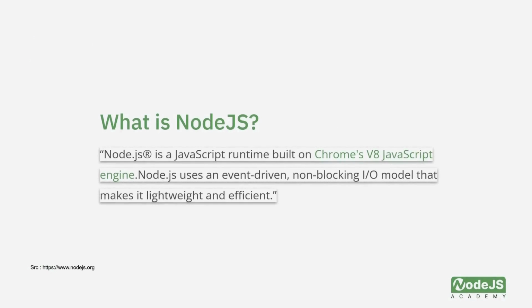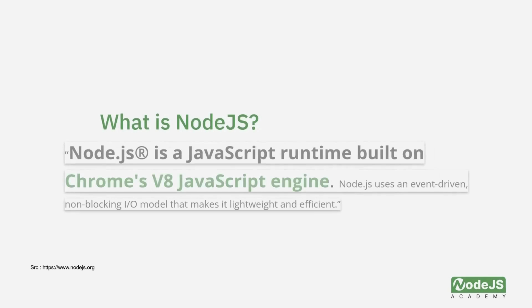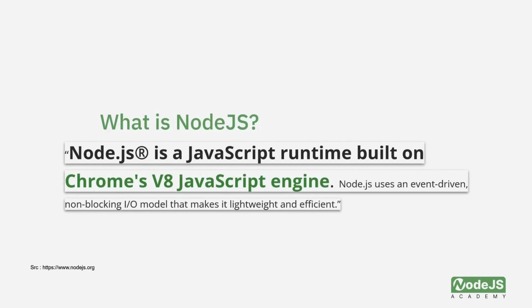As per the official definition from nodejs.org, Node.js is a JavaScript runtime built on Chrome's V8 JavaScript engine. Node.js uses an event-driven, non-blocking I/O model that makes it lightweight and efficient. Let us understand this line by line.